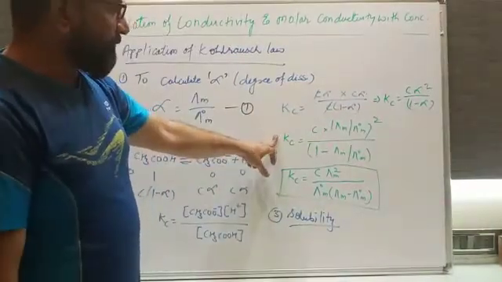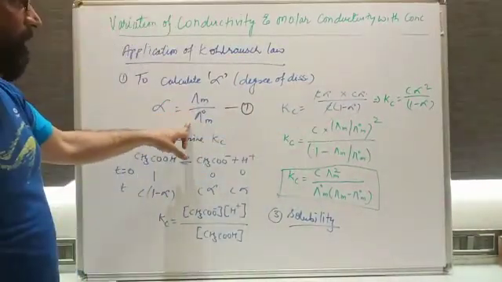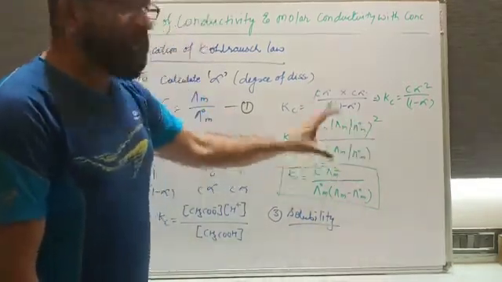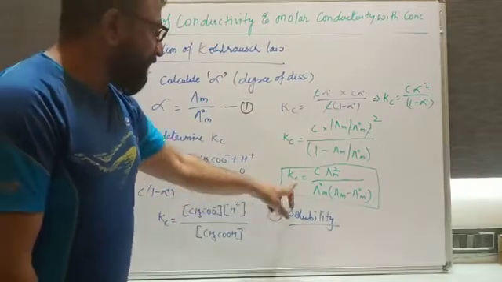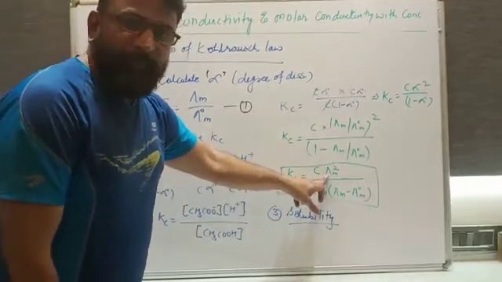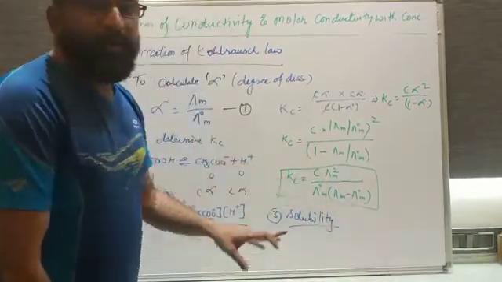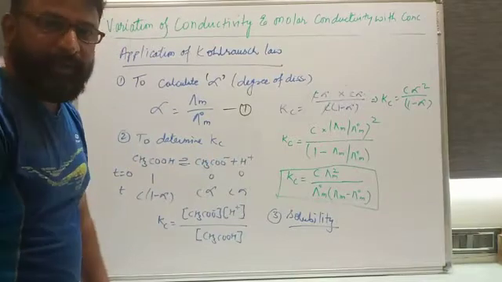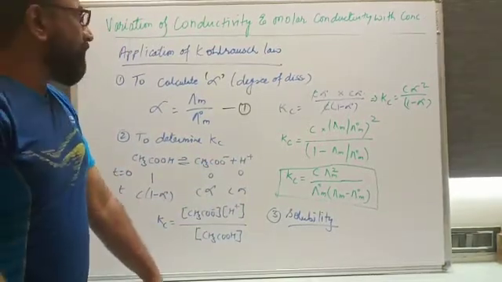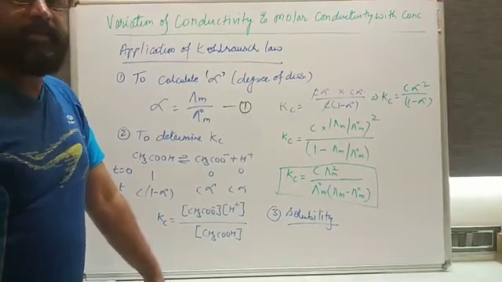Now, after substituting the value of alpha, Kc is equal to C into, if you substitute this value, lambda m upon lambda naught m, whole squared, divided by this one. After just rearrangement, we get the final formula: Kc is equal to C lambda m square divided by lambda naught m multiplied by lambda naught m minus lambda m. So this can be used for calculation of Kc. And third, we can calculate the solubility of the electrolyte. So these were the applications of the Kohlrausch law. That's all for today. Okay, fine. We'll discuss the next topic in the next class.